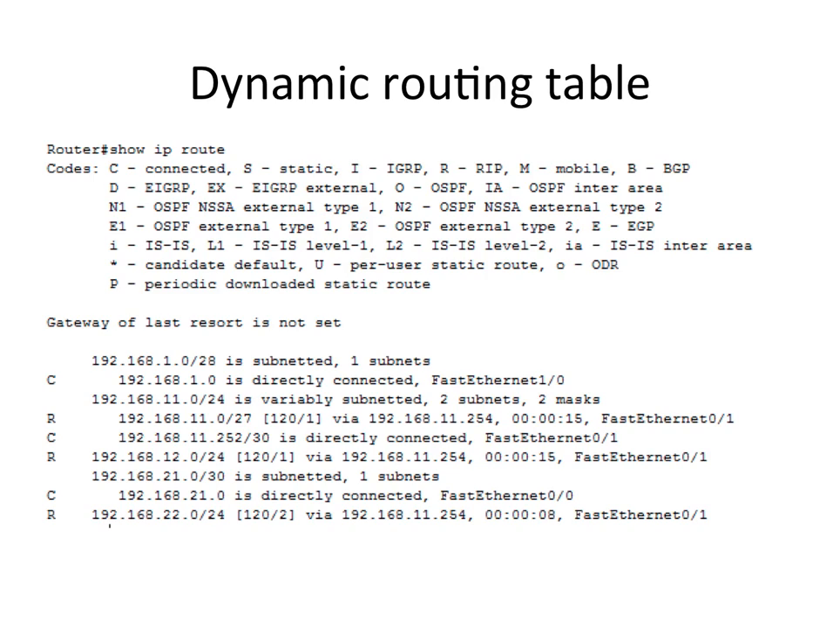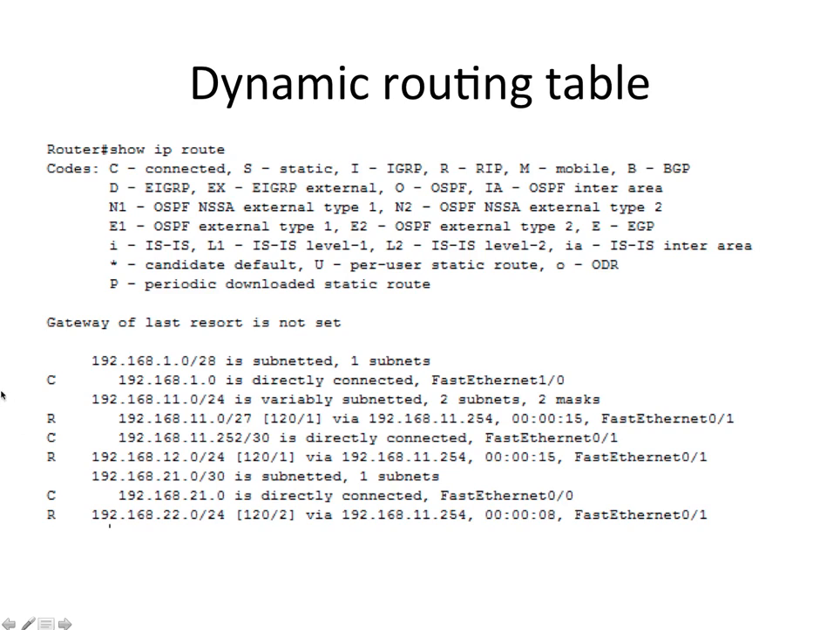So let's look at this dynamic routing table. If you look at the command up there, it says show IP route. That's a command that will show you the routing table. We have connected routes, right? We have a connected route for the 1.0 network. I have a connected route for the 11.252 network, and I have a connected route for the 21.0 network. I have learned routes for the 11.0/27 network. I've learned a route for the 12.0/24 network, and I've learned a route for the 22.0/24 network.